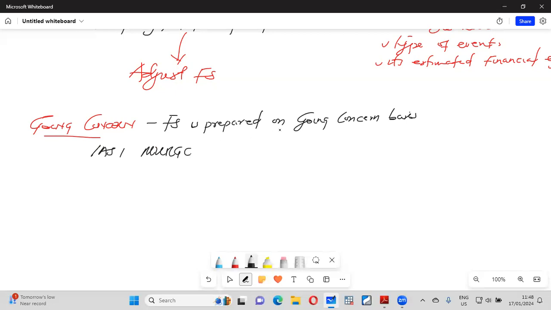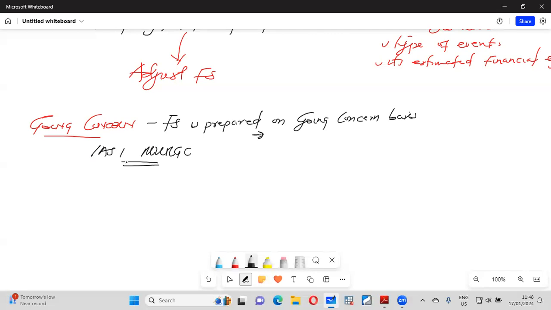So this is it. We have disclosed that the financial statement is rightly prepared, but there's a going concern issue. IAS 1, issue a MUGC. That's it, because there is a going concern problem after the reporting date, which is like 2024. Are you getting it?